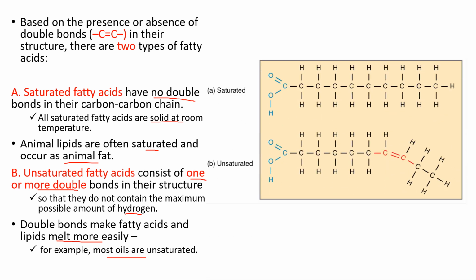Here, if you see this structure, the first one is the saturated fatty acid. In saturated fatty acid, there are no double bonds. Look, between carbon-carbon atoms, there are no double bonds. But in the case of unsaturated fatty acid, there is at least one double bond between their carbon-carbon atoms.